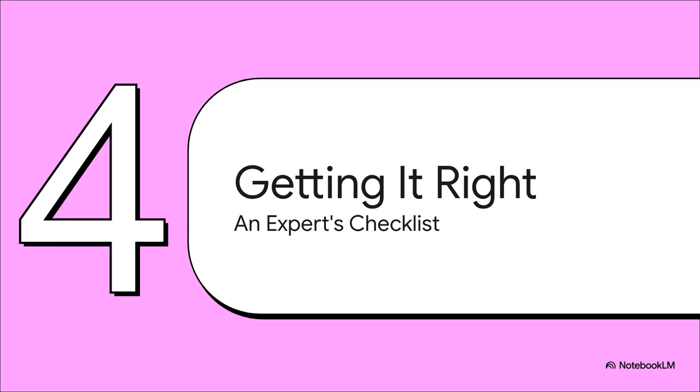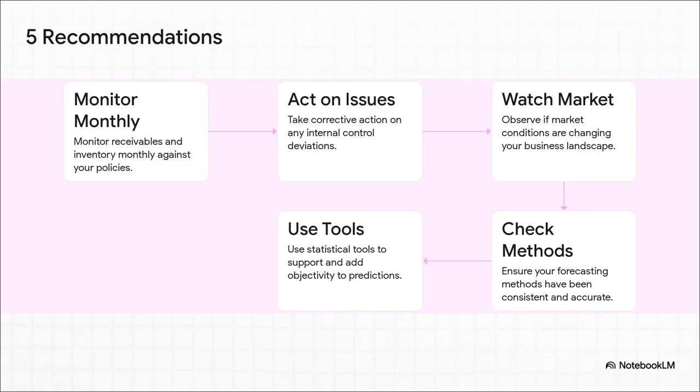Well, it all comes down to having a solid, disciplined process. Let's walk through an expert's checklist for making sure these numbers are reasonable and, just as important, defensible. Look, there's no magic bullet here. It's all about doing the work. So, number 1, monitor your key accounts monthly. Don't wait a whole year to find out you have a problem. 2, if you see something wrong with your internal controls, fix it immediately. That's your smoke alarm going off.